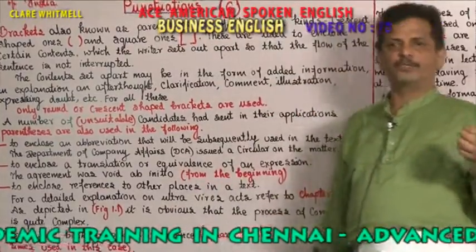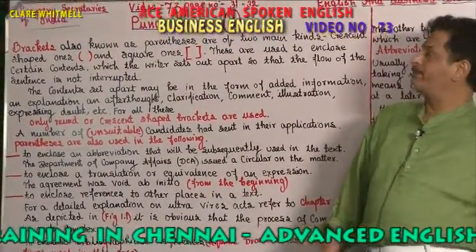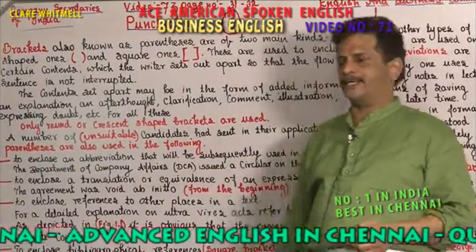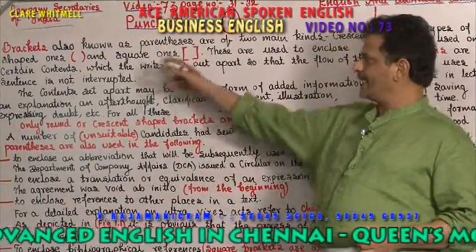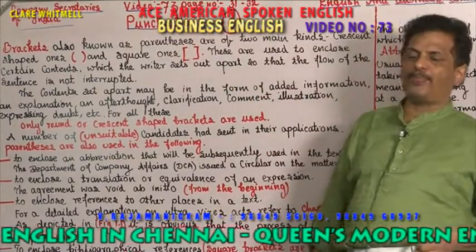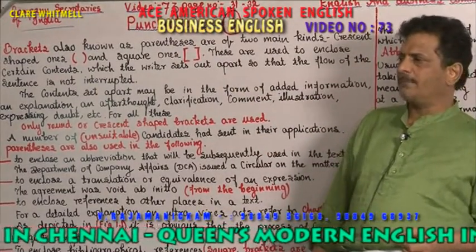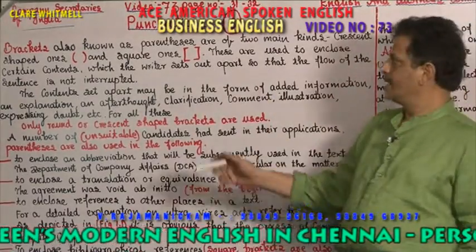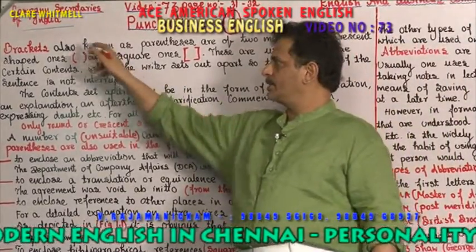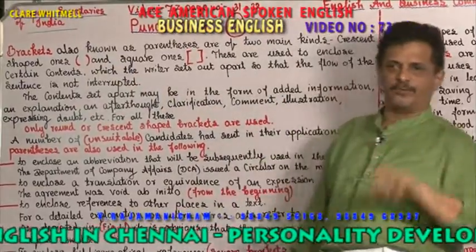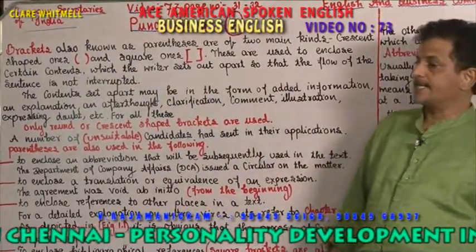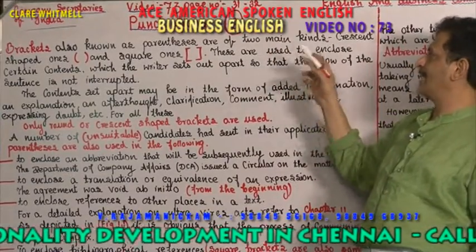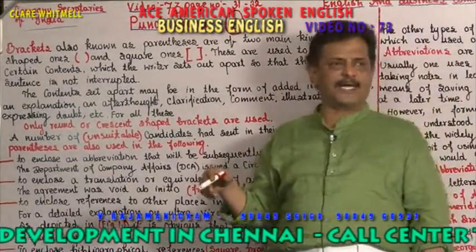Now we have come to the punctuation which is the bracket. Brackets. What do you mean by bracket? See, brackets are also known as parentheses. What do you mean by parentheses? Right? When you're writing sentences, you put these brackets and write the information inside them. It is called parentheses. The parentheses are of two main kinds. The brackets are of two main kinds.